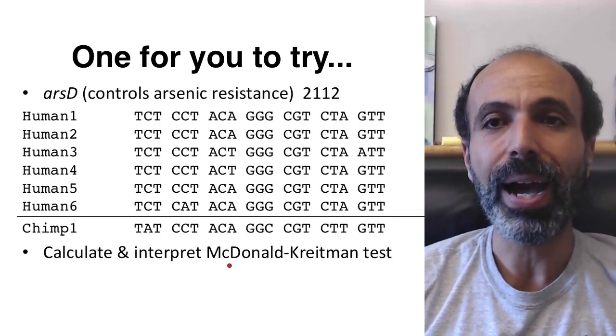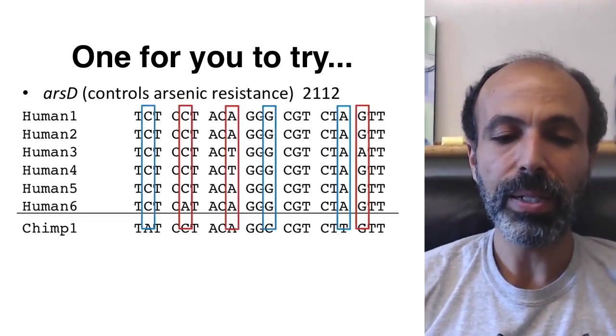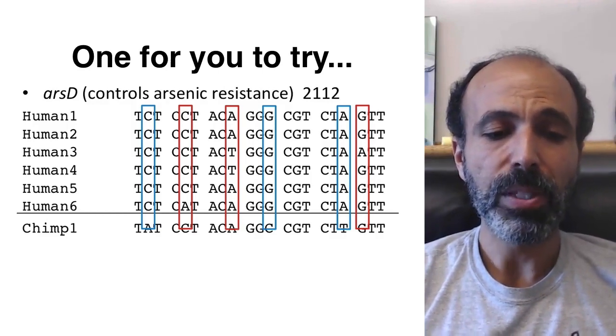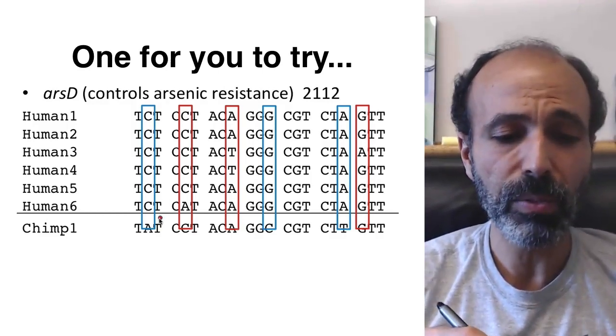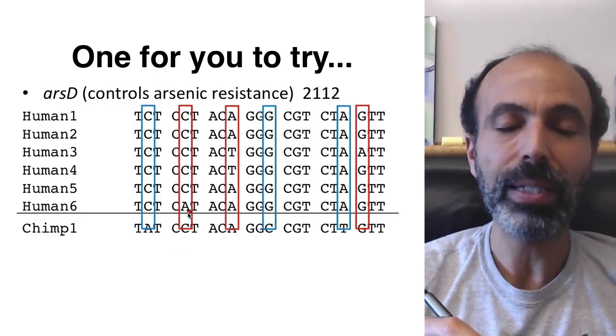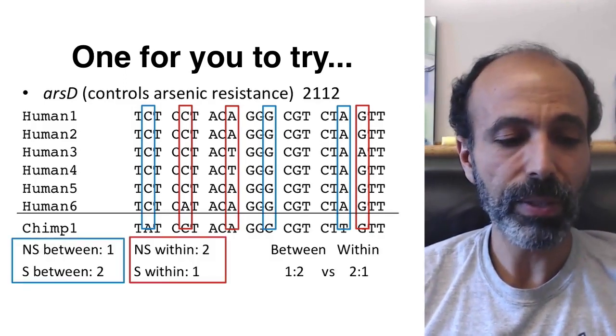So what I'm going to do is highlight things in blue and red first. The blue ones indicate differences between species, so this is comparing humans to chimp. The red are indicating sites that are variable within species, just to make it a little bit easier to see. So let's look at those.